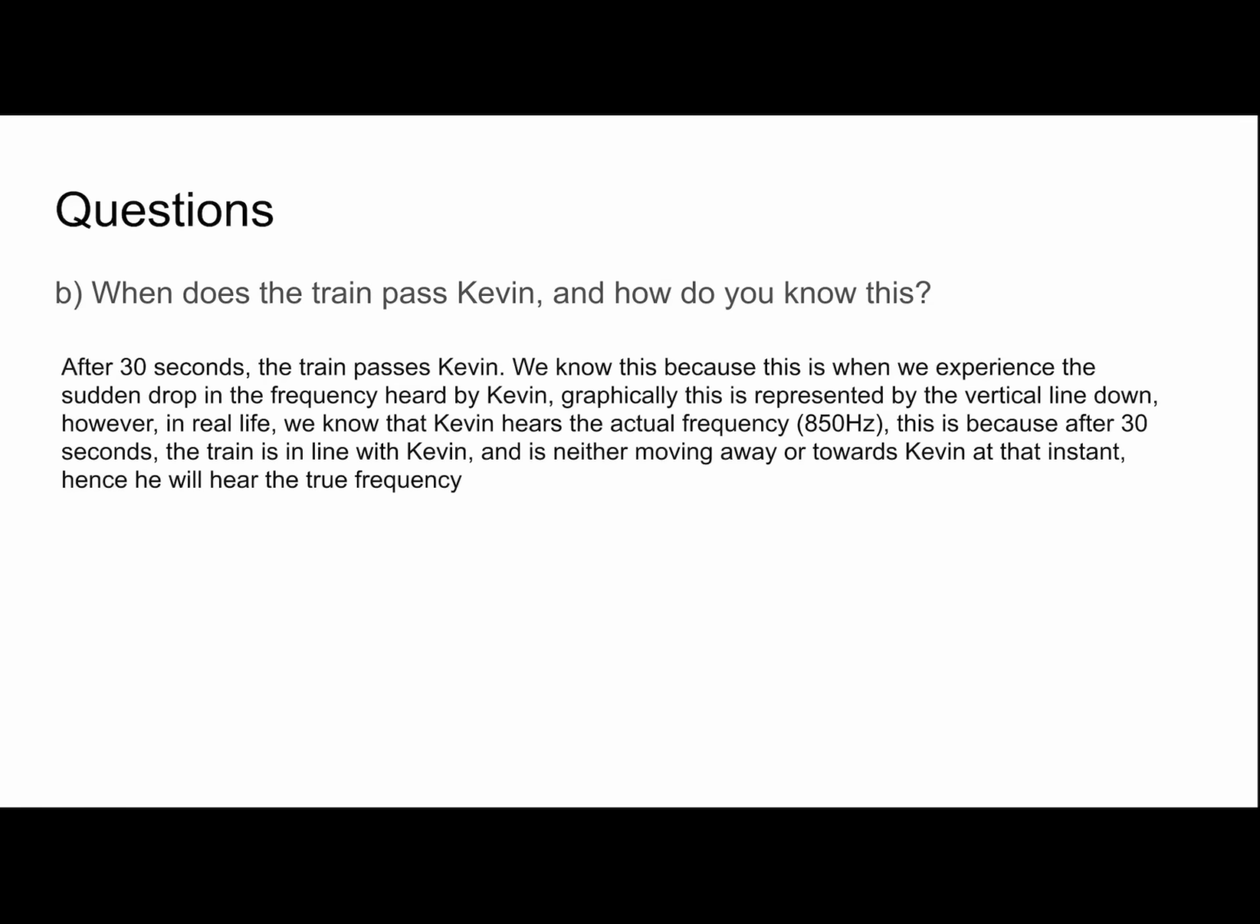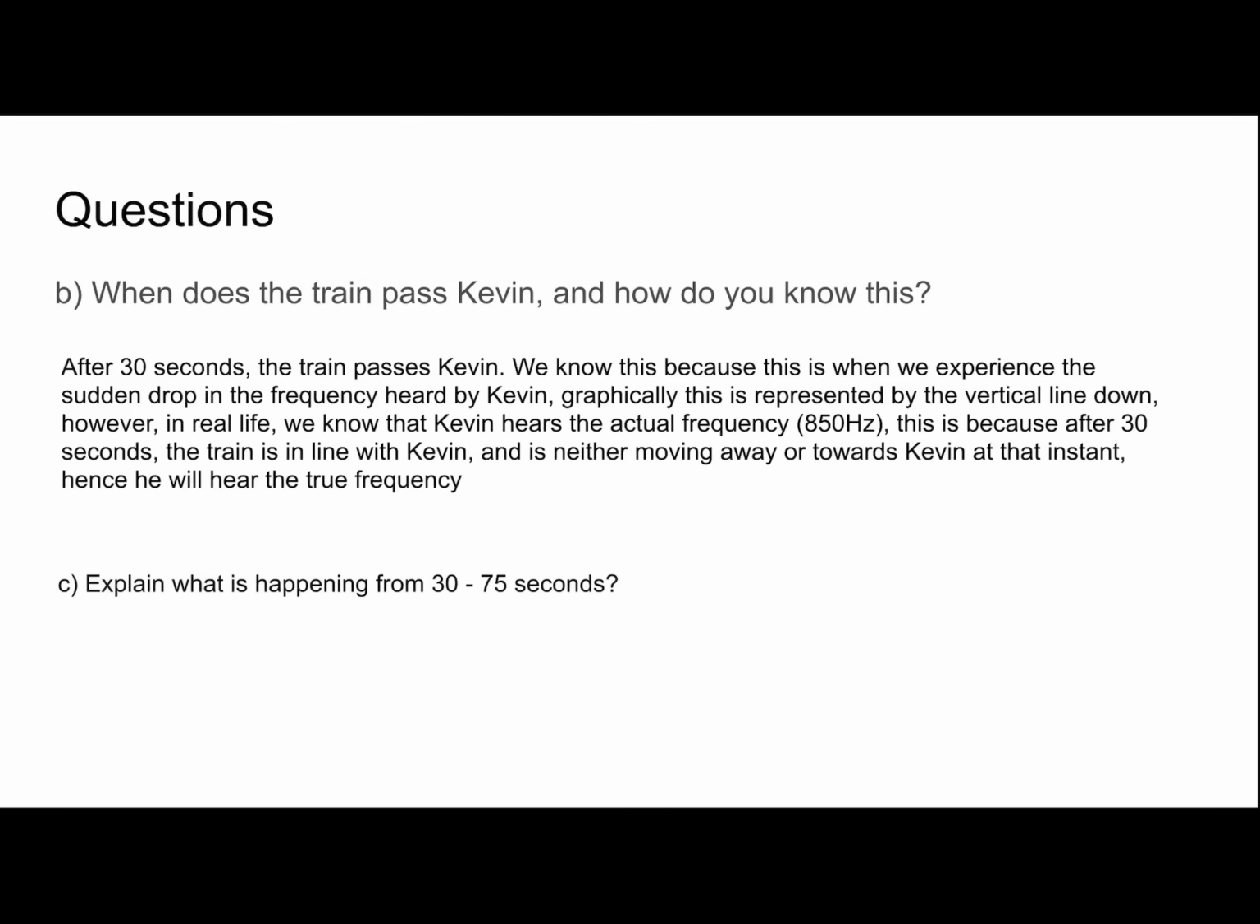And graphically, we see this as a straight line down, because that's when we go from hearing the high frequency when the source is approaching, and then we hear a big drop in the frequency, and that's when a train passes us, and then we'll hear a lower frequency when the train goes away.